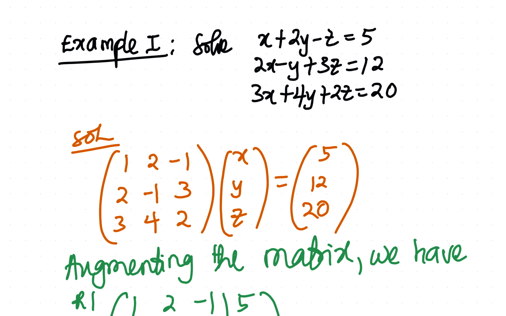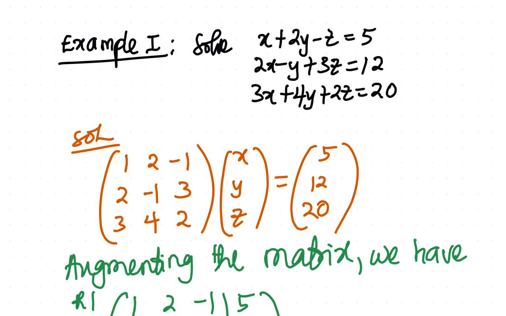So here I'm starting with a 3x3 matrix. We want to solve x plus 2y minus z equals 5. I think it's the same problem we've been solving from the first video on solving systems of linear equations. So 2x minus y plus 3z equals 12, and 3x plus 4y plus 2z equals 20. Of course, using the Gaussian elimination and Gauss-Jordan methods. And like I've told you, Gaussian elimination is a step on the way to the Gauss-Jordan method. So that's why I'm putting the two together.